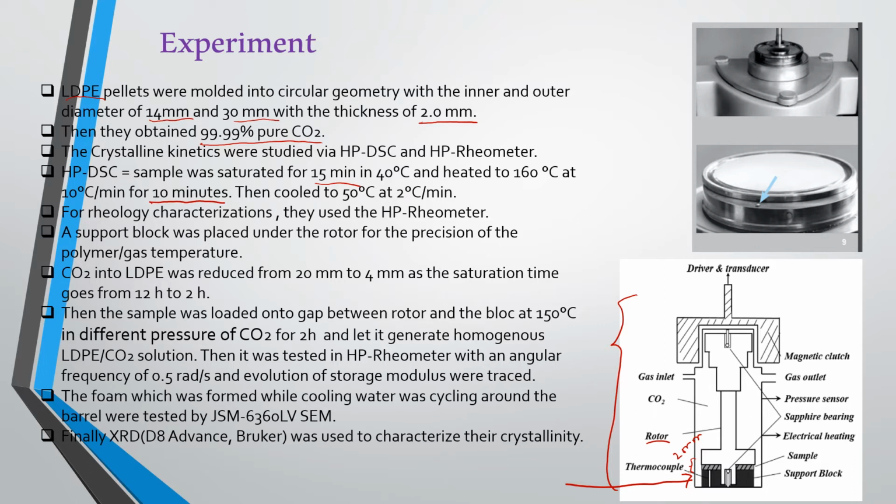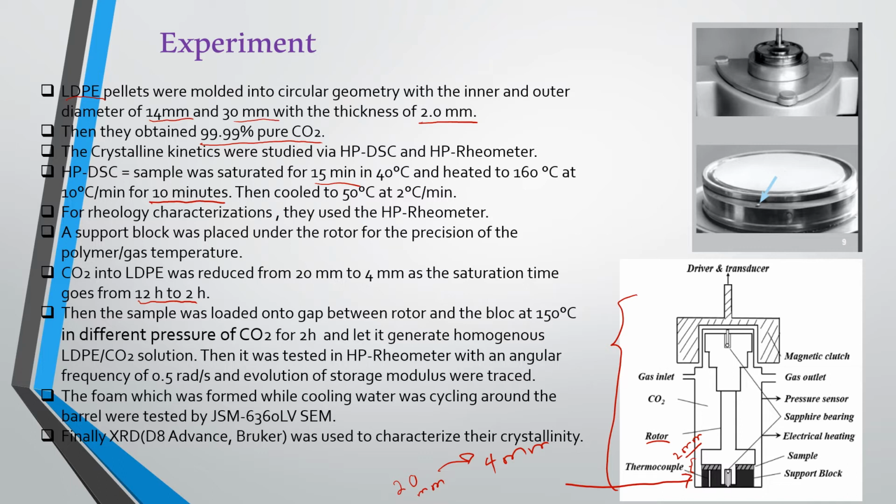Then they reduced the diffusion distance for carbon dioxide in low density polyethylene from 20 millimeters to 4 millimeters, and the saturation time from 12 hours to 2 hours. So this experiment takes some time. The sample was loaded into the 2 millimeter gap I showed before at a temperature of 150 Celsius, at high temperature and different carbon dioxide pressures. Then they let it stay in that gap for 2 hours, so it would generate a homogeneous solution of low density polyethylene with carbon dioxide.